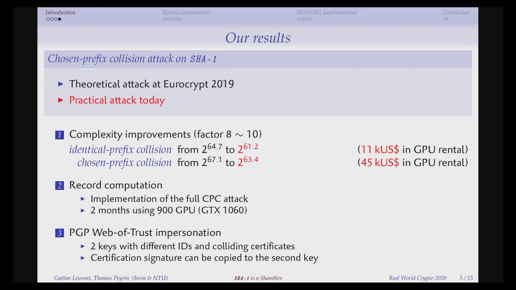So the second thing is we actually ran this computation, and everything worked as expected, so it also validates the whole attack strategy. And finally, we applied this to attack the PGP web of trust, and we did an impersonation attack by creating two keys with different IDs, but a colliding certificate. So I will not talk about the first part because I don't have time, but I'll try to explain how we did the computation and what we did with it.